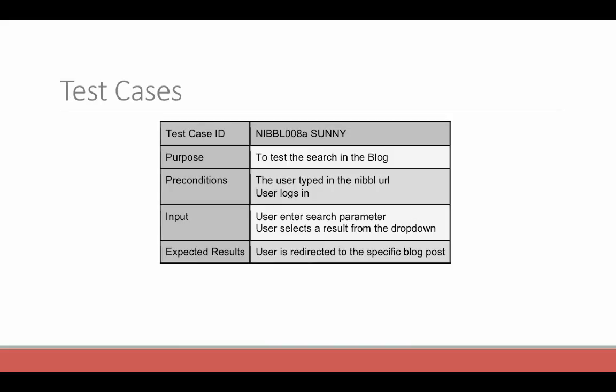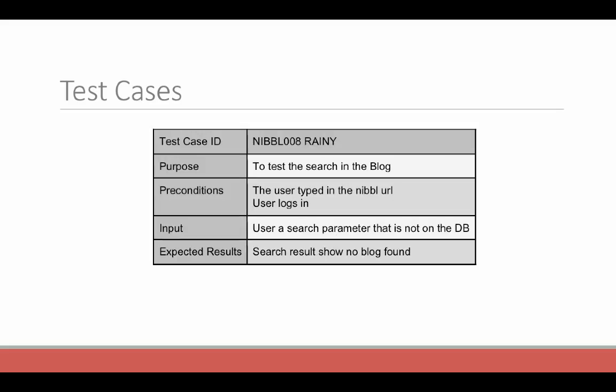These are the test cases for the search in the blog. The preconditions are the user has to type the Nibble URL and has to log in. After that, he can enter a search parameter and then select a result from the drop-down, and it's going to be redirected to the specific blog. That's the sunny test case. And the rainy one is the user has to go to the Nibble URL, log in, enter a search parameter that is not in the database, and then the search result will show no blog found.